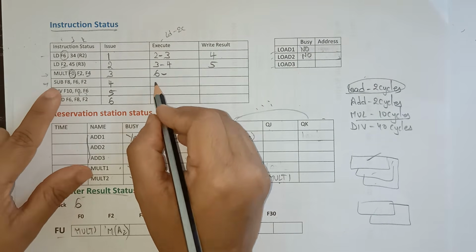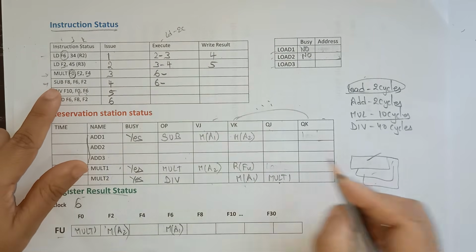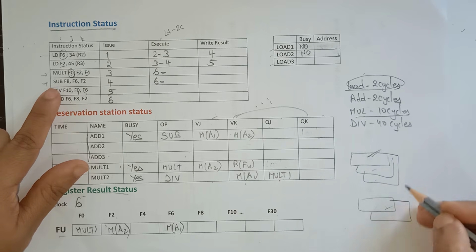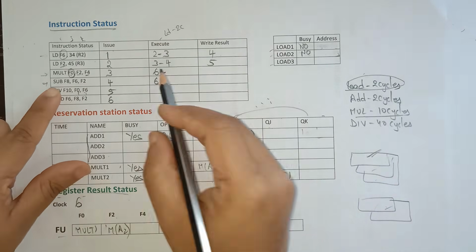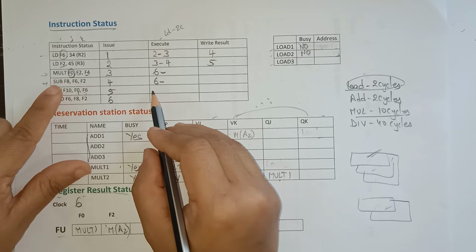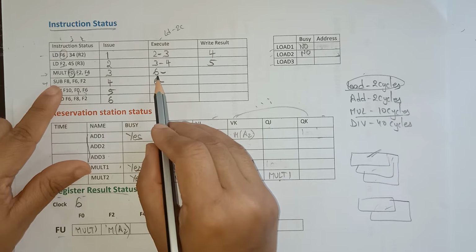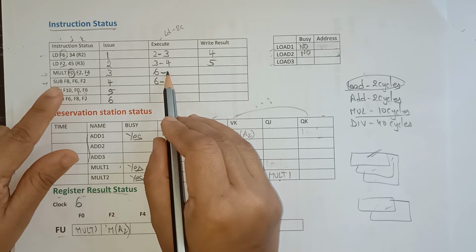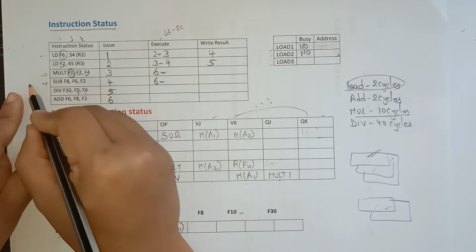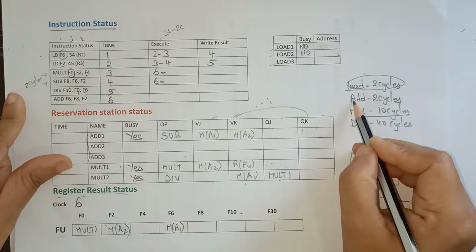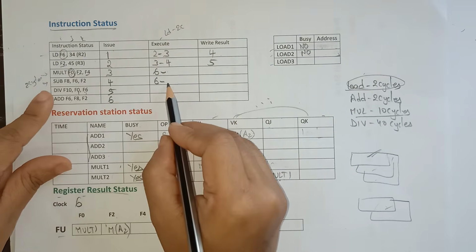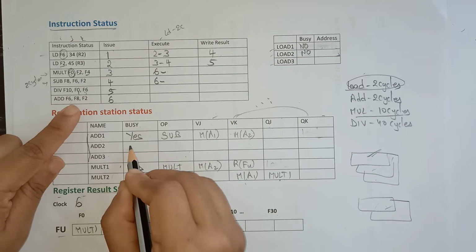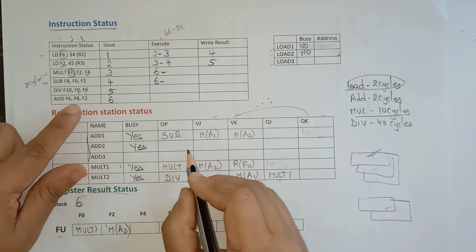At the same time, subtraction also started its execution, because the multiplier and the adder are two different circuits. So both started their execution at the 6th cycle. Not yet completed. It takes 10 cycles to complete for multiplication. Subtraction will take 2 cycles. That is what it is saying: add or subtract takes 2 cycles only. So at the 6th clock cycle, add is started.